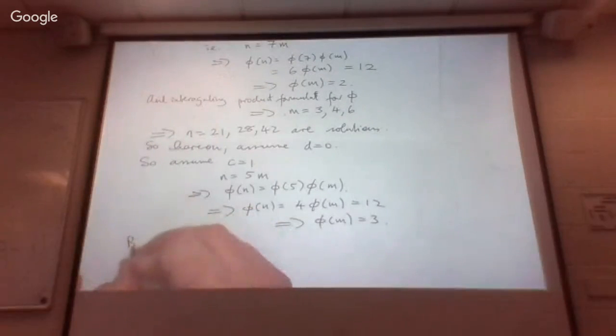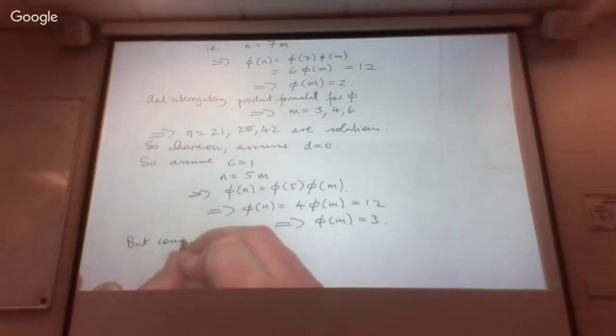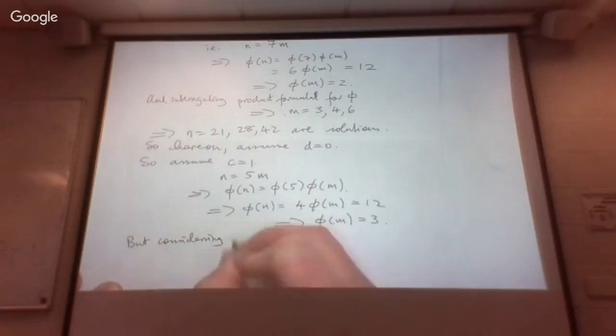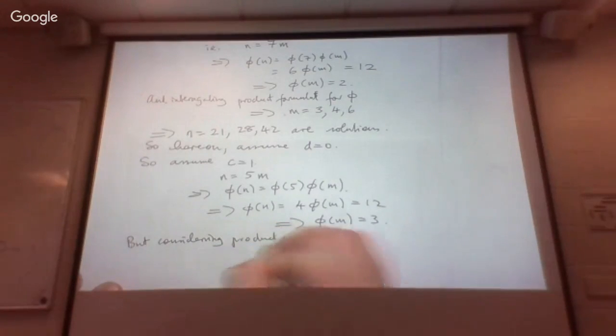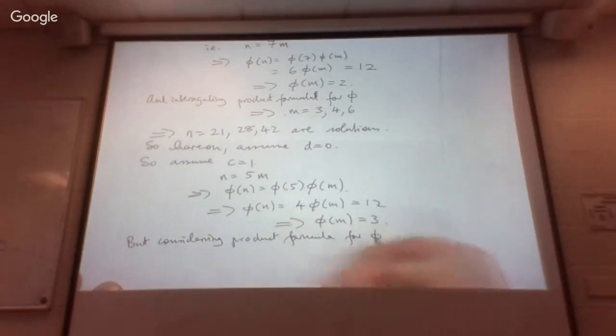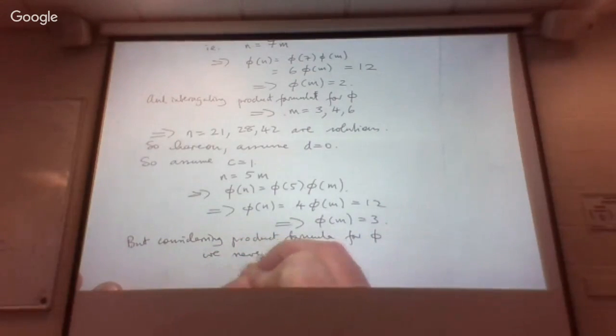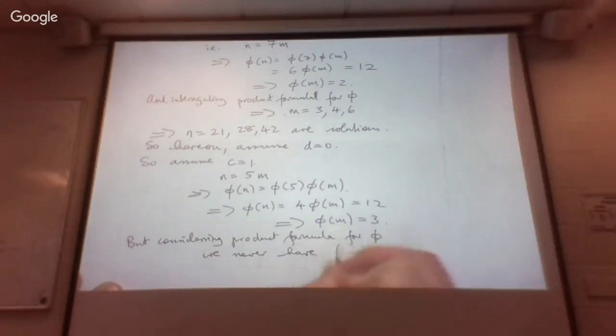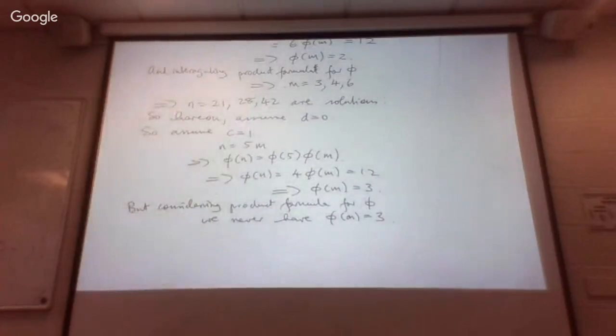But considering the product formula for phi, we never have phi of m equals 3. Never have phi of m equals 3.